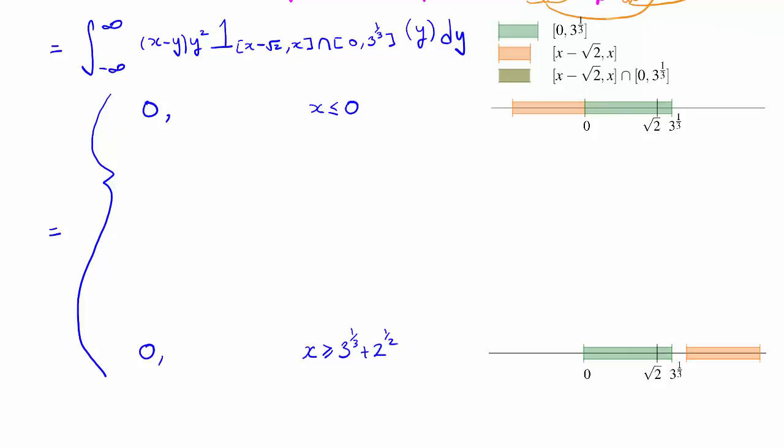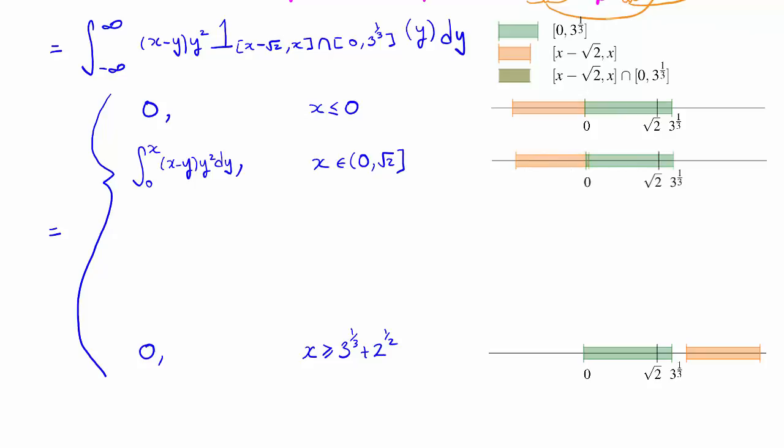In the other cases, when x is between 0 and root 2, then x minus the square root of 2 is less than 0, so we're going to start at 0, but then we're going to end at x. And the reason why we know we're going to end at x is because the square root of 2 is less than the cube root of 3, which we already determined above.